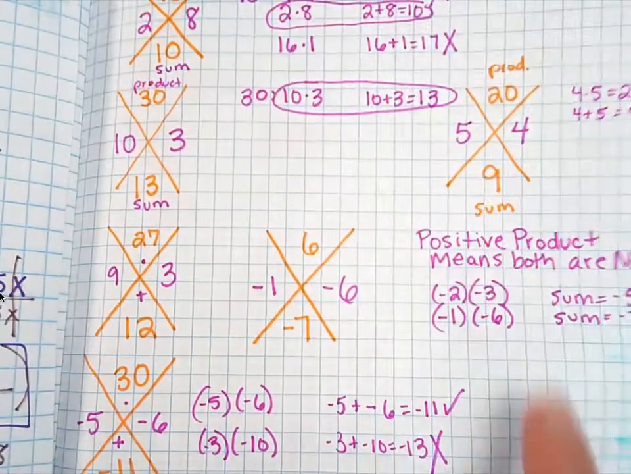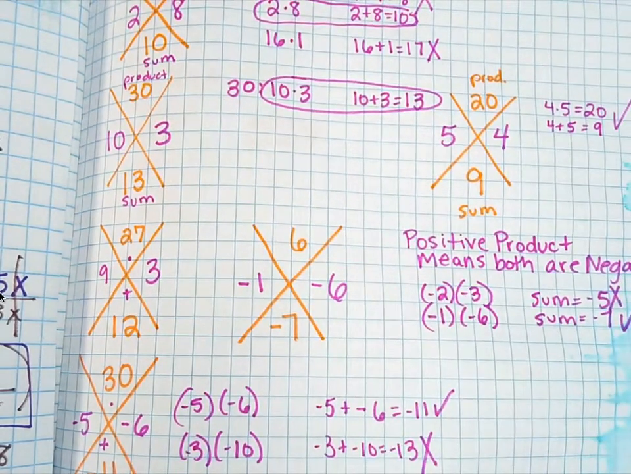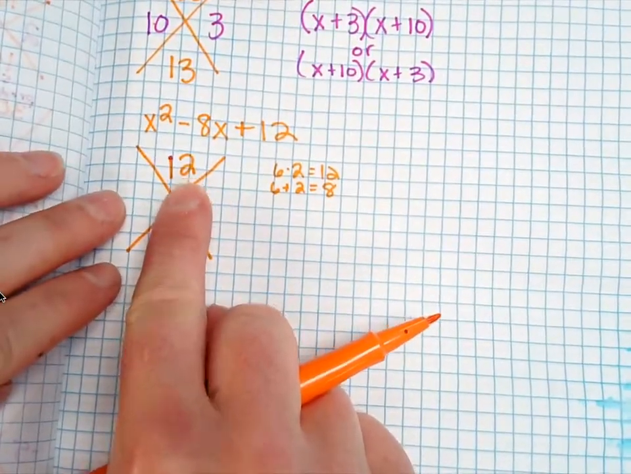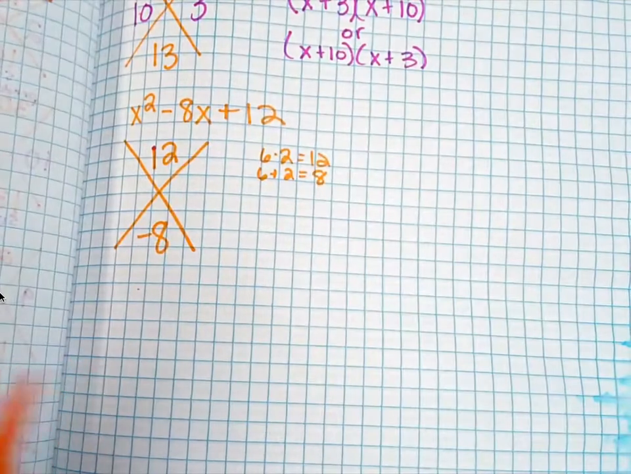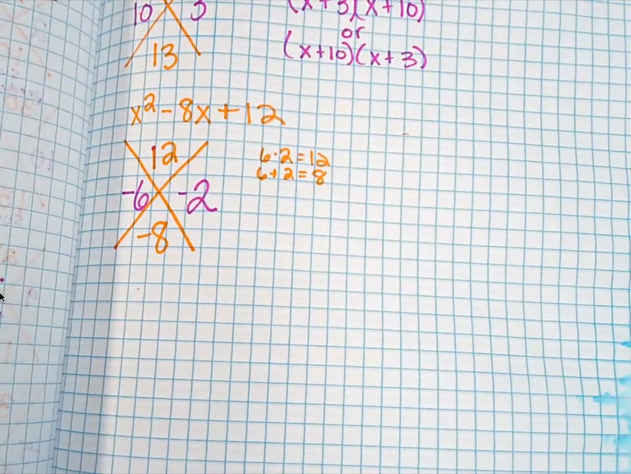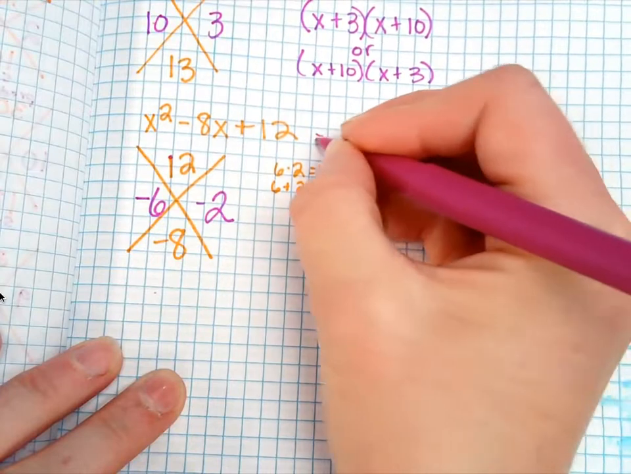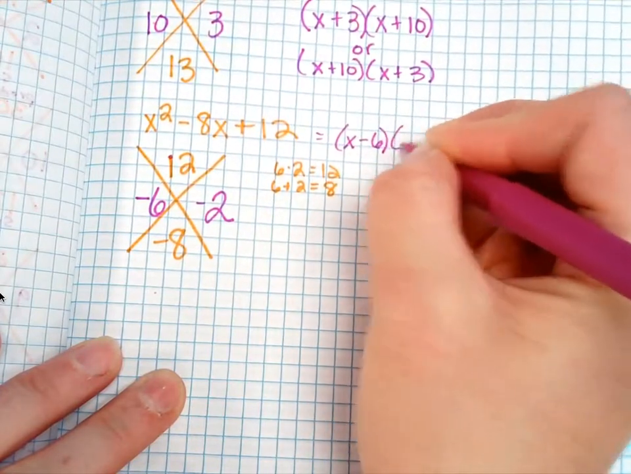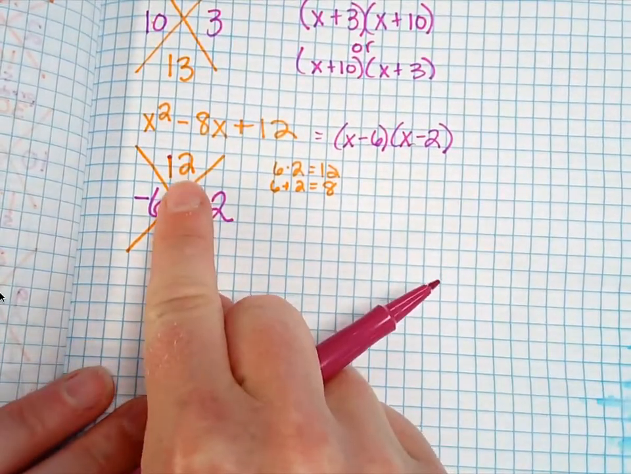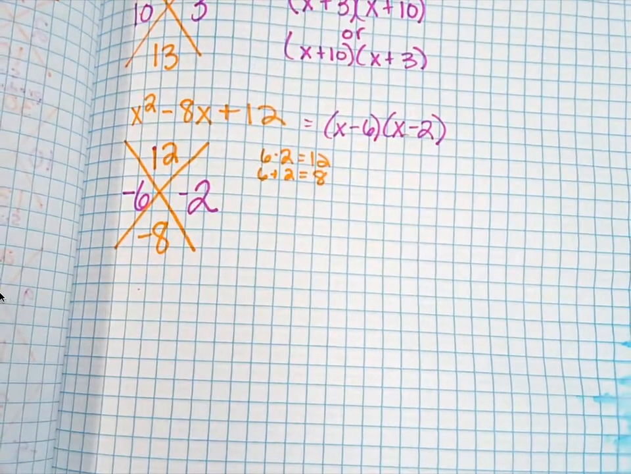Remember those notes we wrote right here? Positive product, remember the number on top is positive, means both are negative. That's what we have here. A positive product, so both are negative. So it's actually going to be negative 6 times negative 2. So that means it's going to be x minus 6 times x minus 2. Product of positive 12, sum of negative 8. Negative 6 plus negative 2 gives us negative 8.